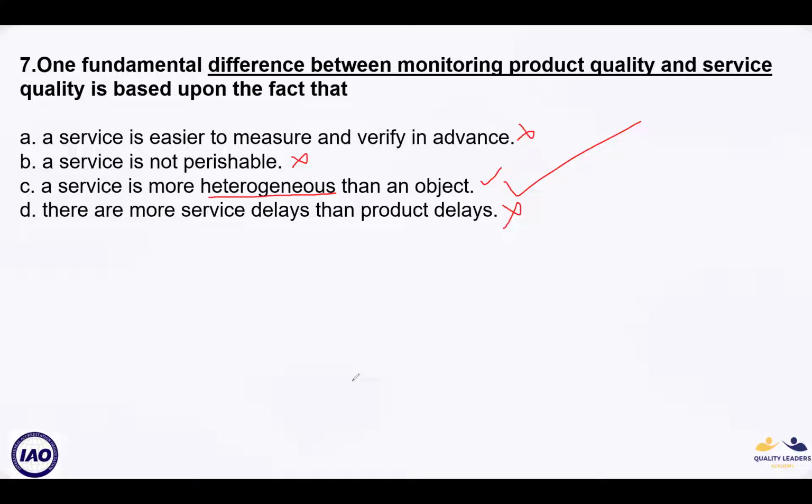It's easier for the product to verify before sending it to sales. It is easier to standardize the product or verify its quality before the delivery, right? But as far as the service is concerned, this heterogeneity leads to difficulty in monitoring. So that's the reason why we use audits, satisfaction surveys, HCAHPS, and real-time observation rather than pre-delivery inspection, right? I hope you got the difference between the service and product.